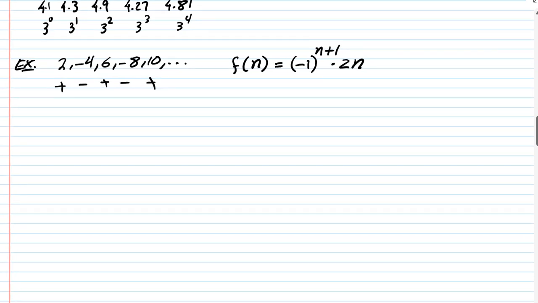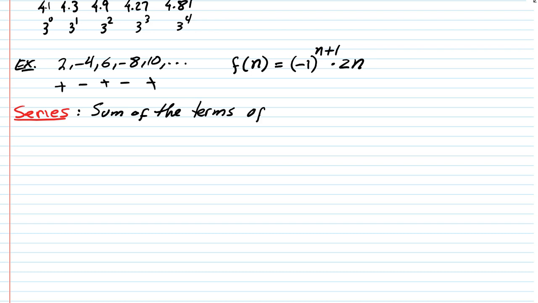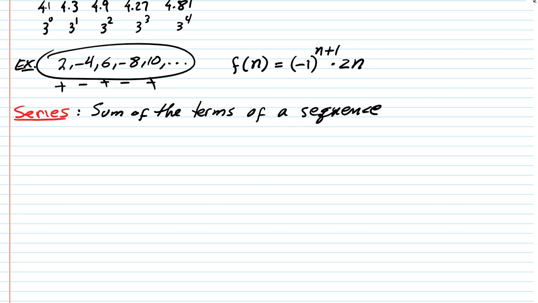Okay. Now let's talk about series. A series, anytime we add the terms of a sequence, the result is called a series. So a series is simply the sum of the terms of a sequence. That's all that is. So if you add, for example, the first 2 terms, I get -2. Add the first 3 terms, I get 4, and so on. Each of those will be a series for us.